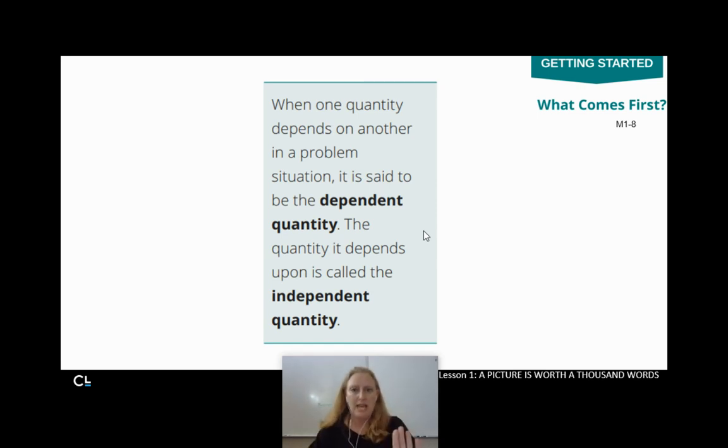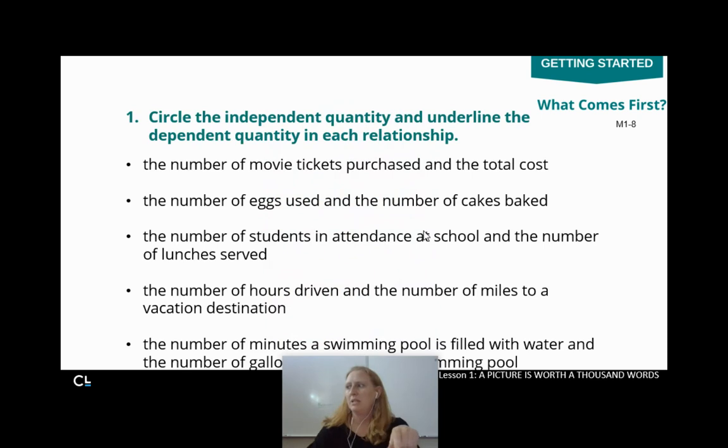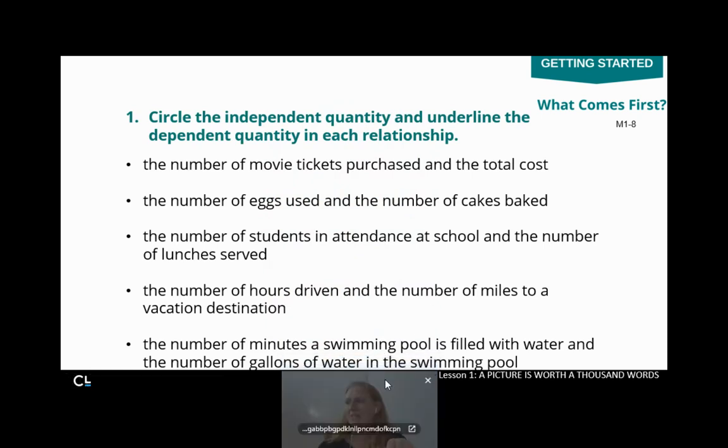So now that we've said that, let's come back to these statements. And sorry, my face is in the way. I'm going to fix that. There we go. Now that we've said that, let's come back to our relationships we were talking about earlier. We said the independent quantity is the one that comes first. The dependent quantity is the one that follows after it. So I would like you, for each scenario, each sentence, to circle the independent quantity, circle the guy that comes first, and underline the dependent quantity, the one that follows from it. So go ahead and hit pause, make your circles and underlines, and then hit play when you're ready to check your work.